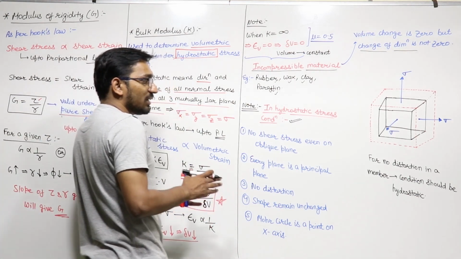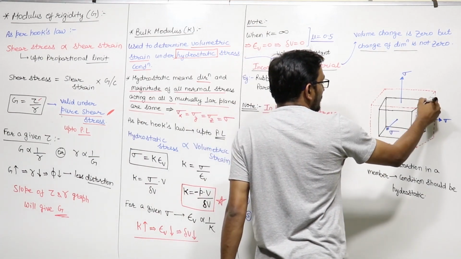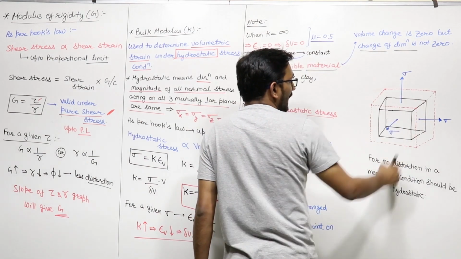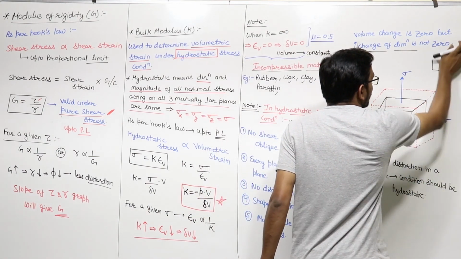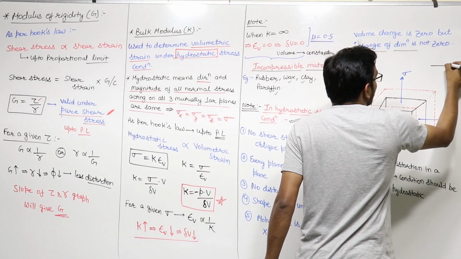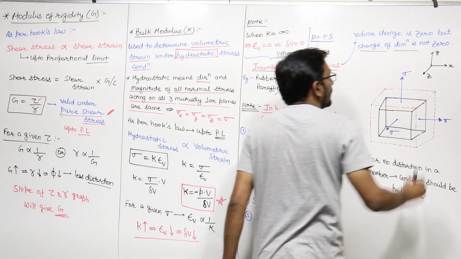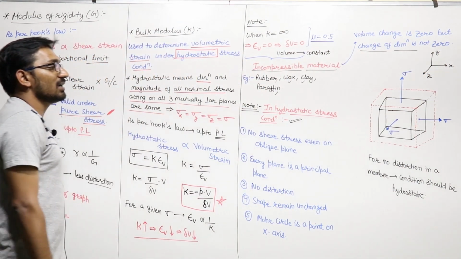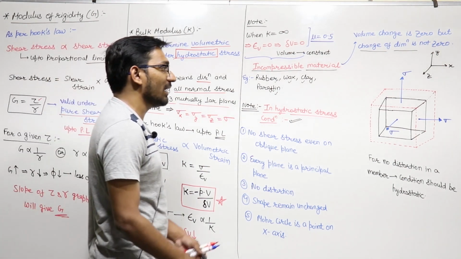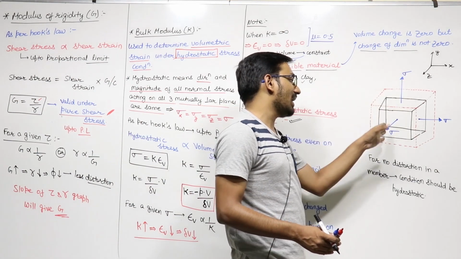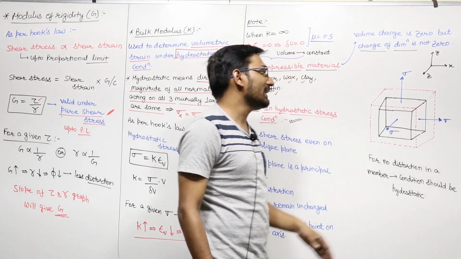In the hydrostatic state of stress condition, suppose this black colored body is under hydrostatic state of stress. That means in all the three directions, let us suppose I am taking this as x-axis, this as y-axis, this as z-axis. In all the axes, the normal stress will be equal in magnitude and direction: sigma, sigma and sigma. Sigma x, sigma y and sigma z are all equal in magnitude and direction.